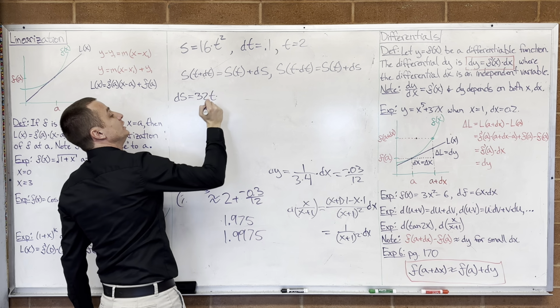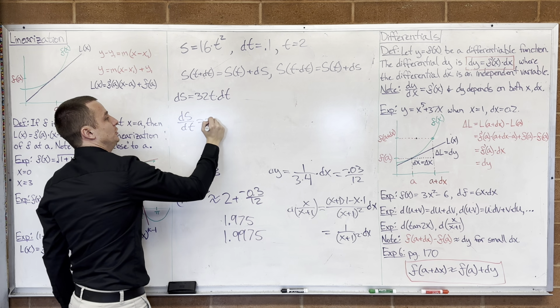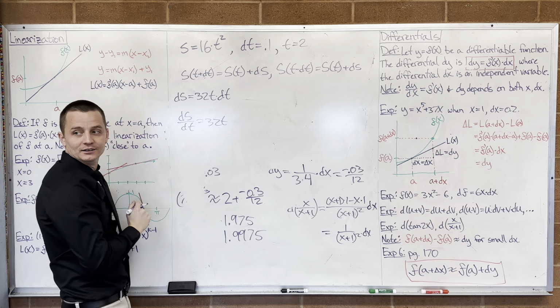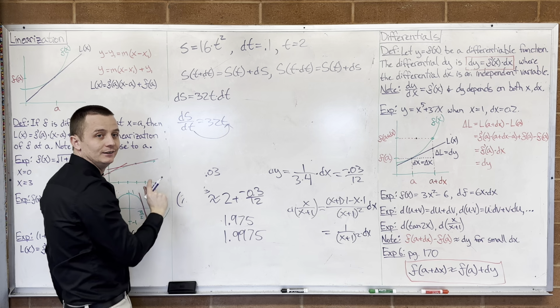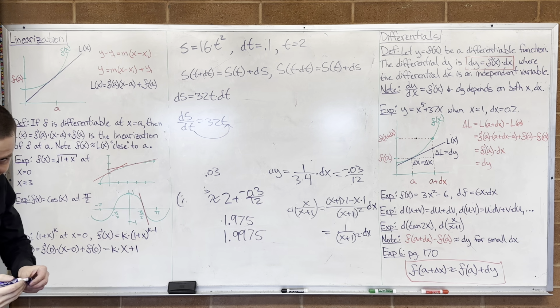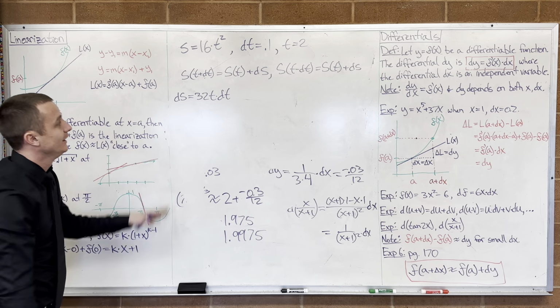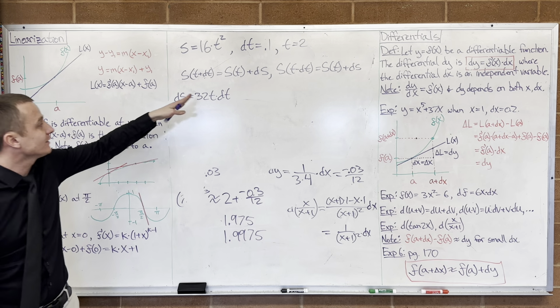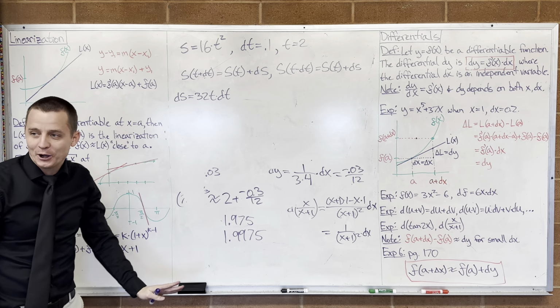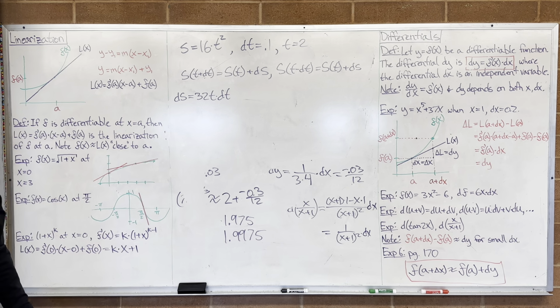You are saying ds dt is equal to 32t. So look at that, so simple. You'll see that a lot of times. There's our ds. It's just ds dt times dt.